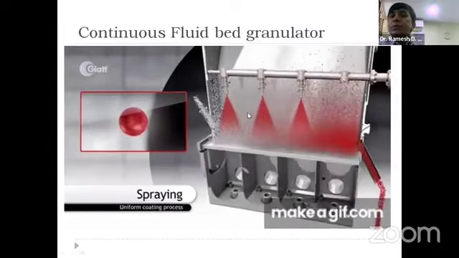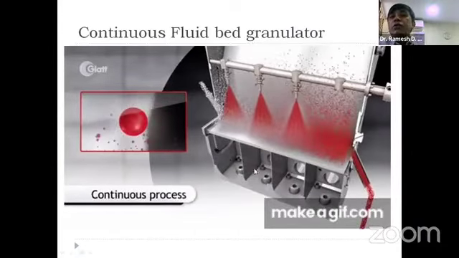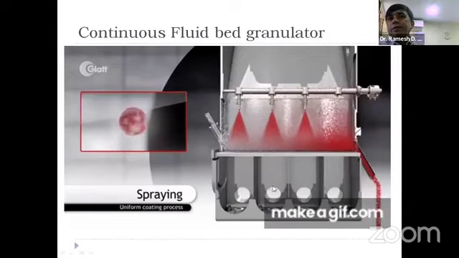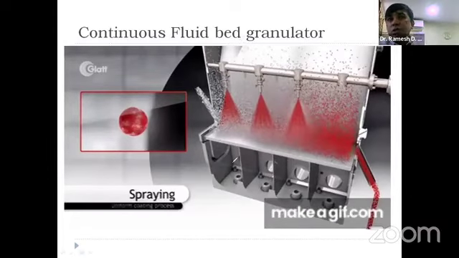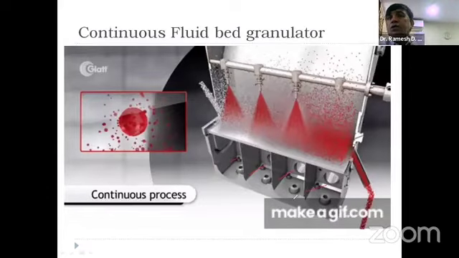This is an animation which shows the continuous fluid bed granulator. As you can observe over here, there are four tunnels, four chambers. These chambers are having different flow rates. At the same time, there are three different spray guns at the top. These spray guns are having different rates of spray and different compositions. And we go for mixing, granulation, and drying. All takes place in a single chamber.